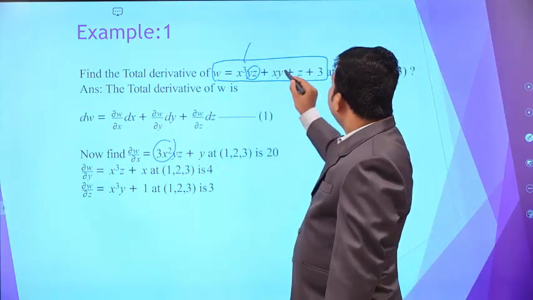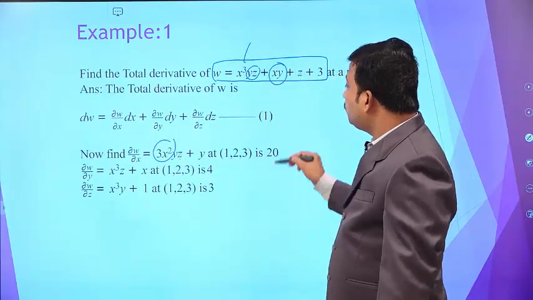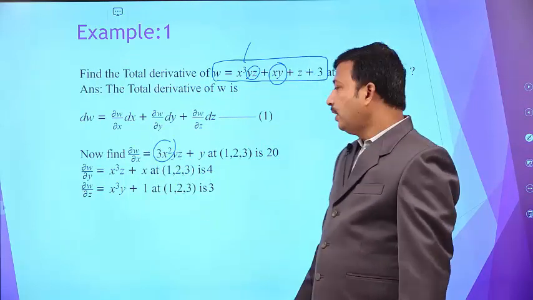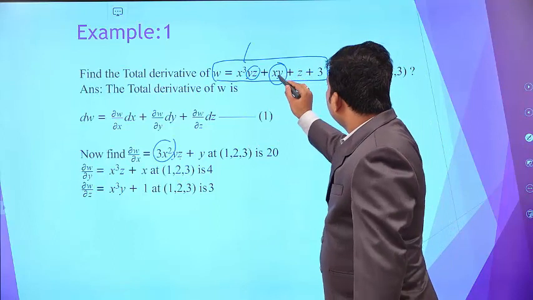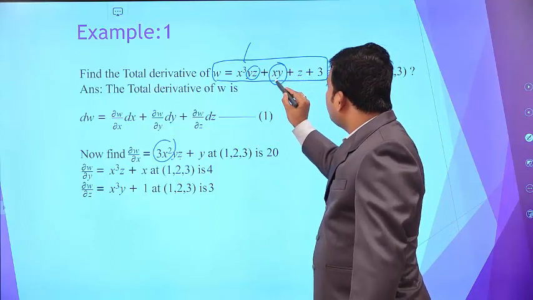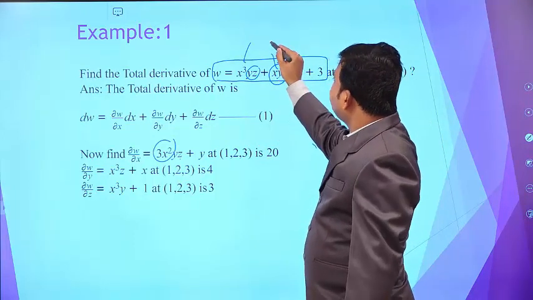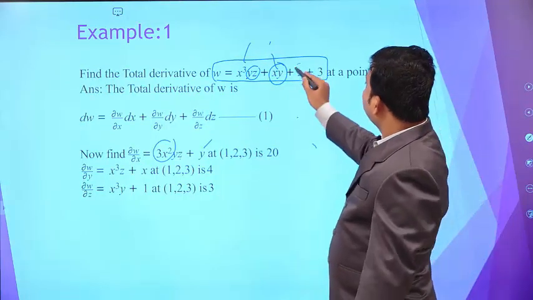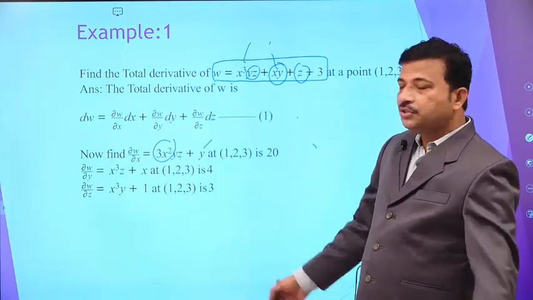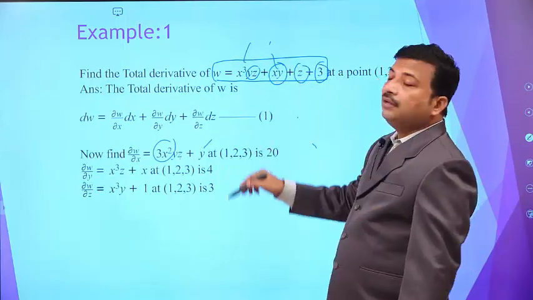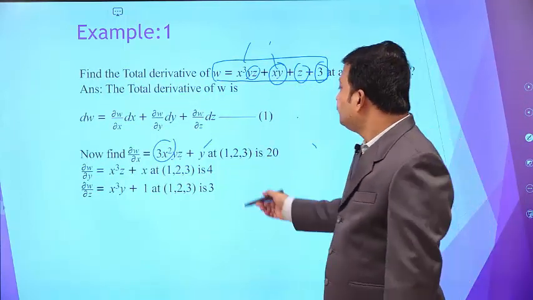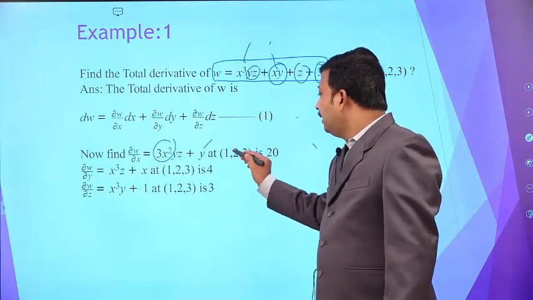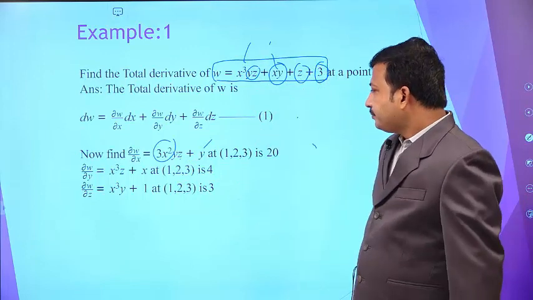Now derivative of xy with respect to x, ∂w/∂x. So with respect to x, you do what? ∂/∂x of x is how much? This differentiation is 1. So only y remains. ∂/∂x of z, z is constant, so it will be 0. ∂/∂x of 3 is also constant, it becomes 0. So we have only 3x square yz plus y at (1, 2, 3).